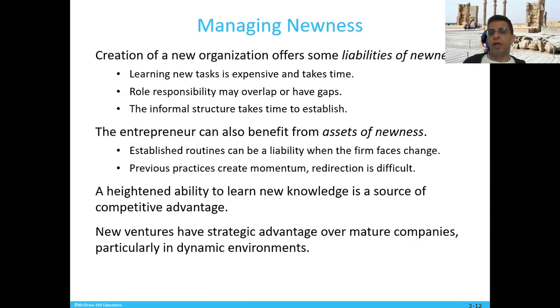So managing newness, the creation of an organization, offers some liabilities of newness. Sometimes we say a new product, or a new market, or a new product in a new market, or a new organization. That's another way of newness. And in the new organization, liabilities come from learning a new task, where the learning curve is expensive and takes time. The second thing, the roles of responsibility may overlap or have some gaps, so there are also going to be inefficiencies going on there. And the informal structure takes time to establish.